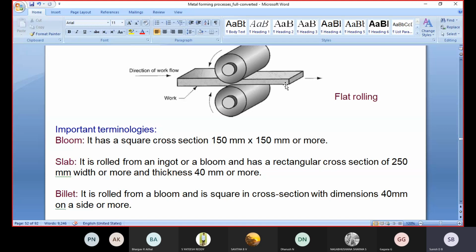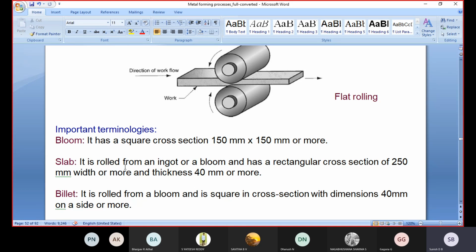In a slab, the thickness is always less than the width of the component. That we call a slab. A bloom has equal thickness and width dimensions. The bloom is introduced in between the two rollers. Due to compression of the two rollers, the material thickness is reduced. That material is called a slab. The slab is also called a rectangular cross section material.